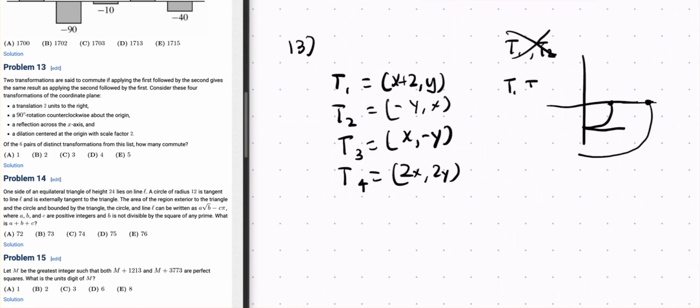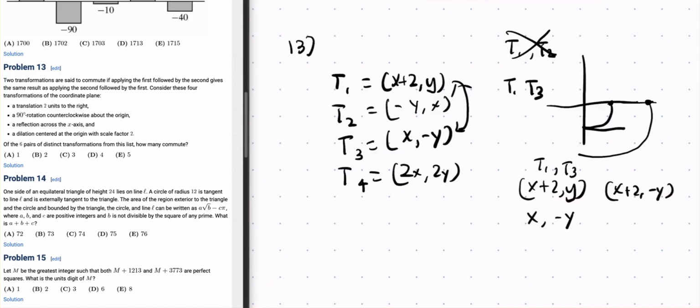T1 with T3, a reflection across the x-axis. Let's try this. So x plus 2 comma y. This is applying T1, T3, and then we move it around, which gives x plus 2 comma negative y. Whereas if we did it the other way around, that gives us x comma negative y, and then that gives us x plus 2 comma negative y, so this does work.